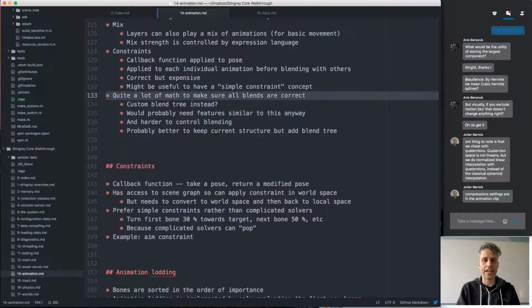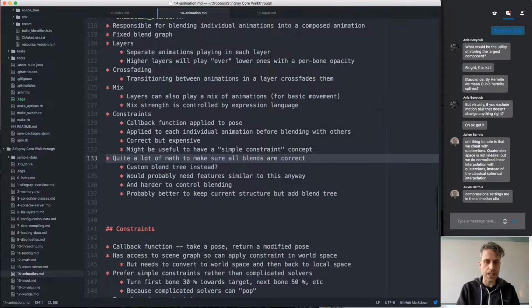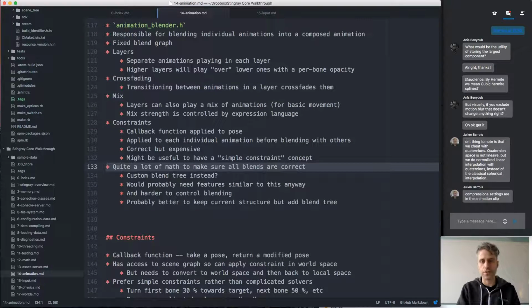If you start looking at the animation blender, there's quite a lot of math and quite a lot of making sure all the T's are crossed and I's are dotted to make sure that all of these different blends actually blend together in the way that you would expect, which is not always trivial in terms of how they are applied and in which order they are applied for the result to be correct.